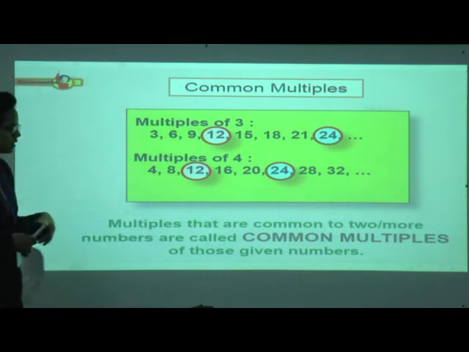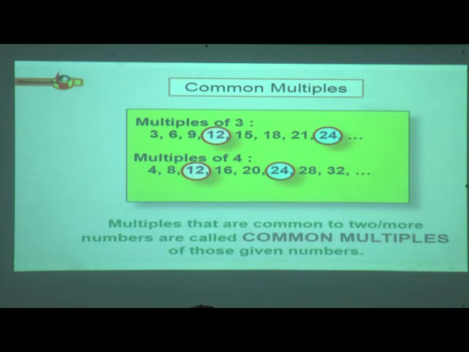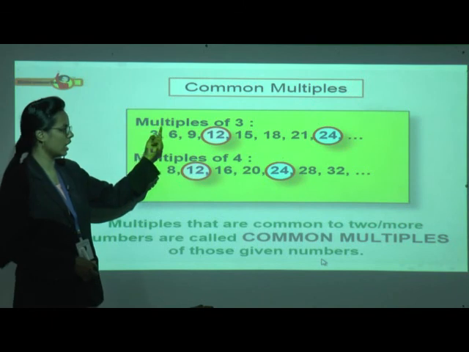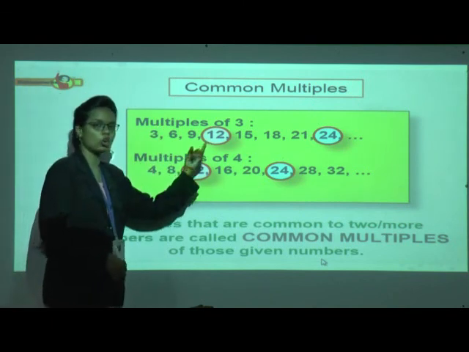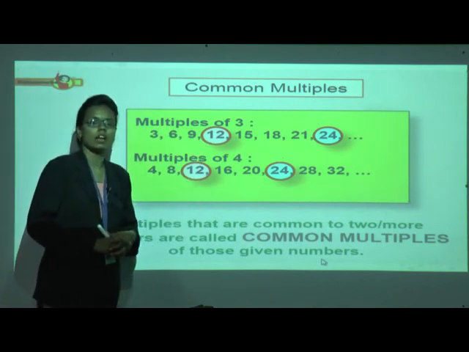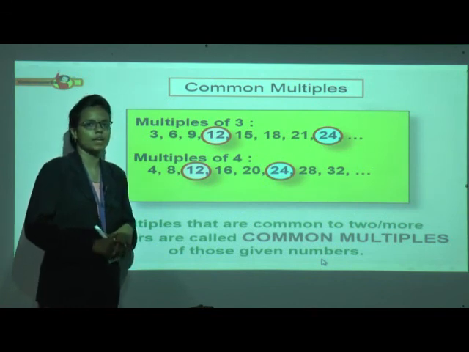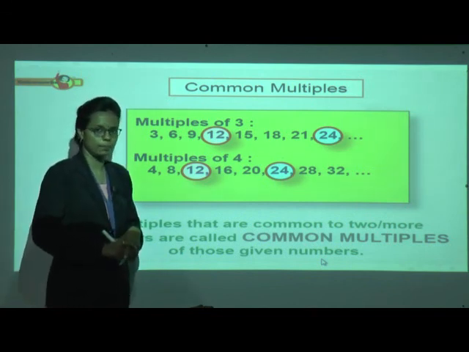So multiples that are common to 2 or more numbers are called common multiples of those given numbers. Now we have found the multiples of 3 and 4 and then the common multiples. By this we can also find the LCM. It means the least common multiple.